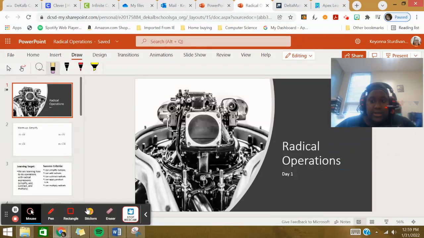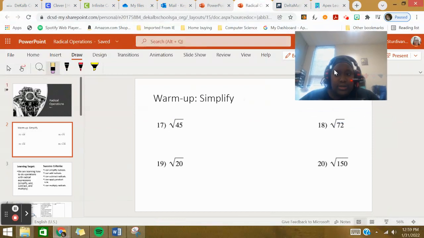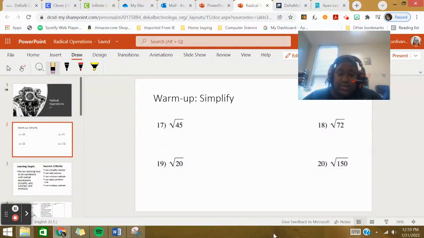So today we are looking at radical operations. Let's take a look at the warm-up for today. We are still looking at simplifying radicals, guys. So you have the square root of 45, the square root of 72, square root of 20, and square root of 150. You're going to go ahead and complete this warm-up on your warm-up sheet.